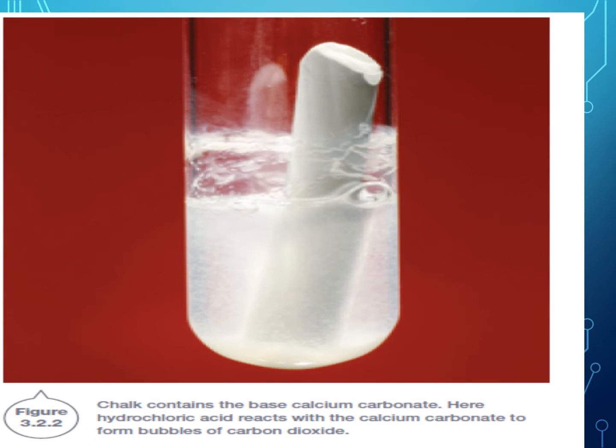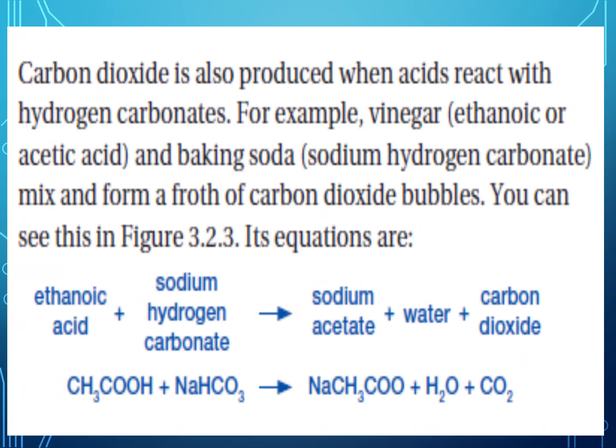And here we have a bit of chalk, which contains calcium carbonate, and when we put it into hydrochloric acid, you see the bubbles of carbon dioxide, and it's forming calcium chloride, which is the salt, and more water. Carbon dioxide is also produced when acids react with hydrogen carbonates or bicarbonates, and for instance vinegar, acetic acid, and baking powder or baking soda, or carb soda if you like to call it, which is sodium hydrogen carbonate. When they mix, you'll get a bubbly froth of carbon dioxide bubbles, and the reaction is shown below.